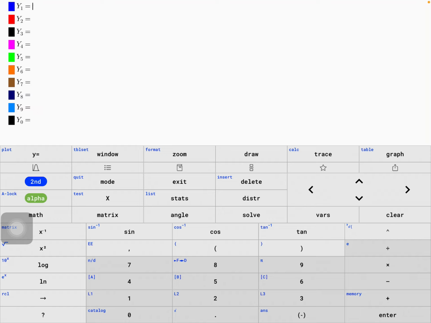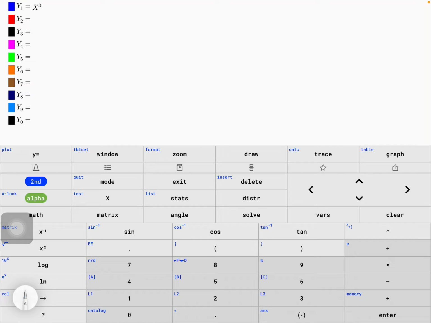So I want to do x to the third power. X to the third power, we use our upside down V for our exponent key. Let's see, where is that? Oh, here it is, x to the third power.